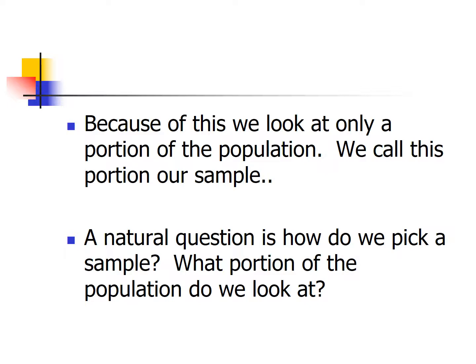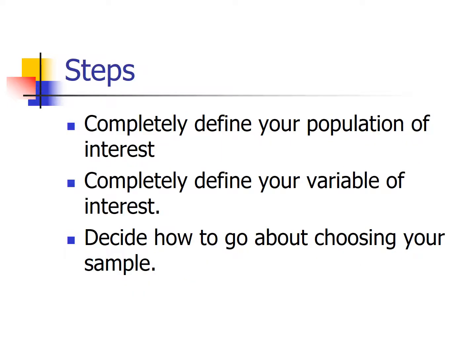That is, once we've glumly accepted the fact that we can't look at the whole population, that we have to take a sample, how do we decide what portion of the population we are going to look at? Well, there's a few steps to how we go about doing this. One is that we need to completely define our population of interest. The second is we need to completely define our variable of interest. And the third thing is, once we've done that, we need to actually figure out how to choose, how to select our sample.